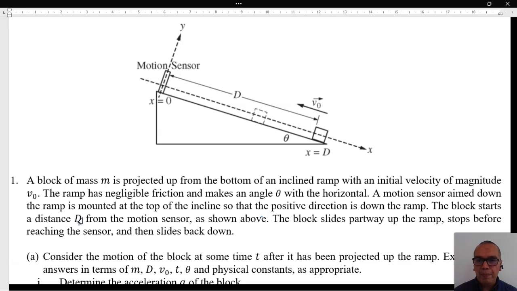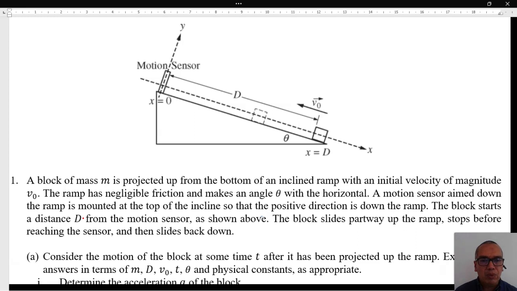A block of mass m is projected up from the bottom of an inclined ramp with an initial velocity of magnitude v0. The ramp has negligible friction and makes an angle theta with the horizontal. A motion sensor aimed down the ramp is mounted at the top of the incline so that the positive direction is down the ramp. The block starts at distance d from the motion sensor as shown above. The block slides partway up the ramp, stops before reaching the sensor, and then slides back down.